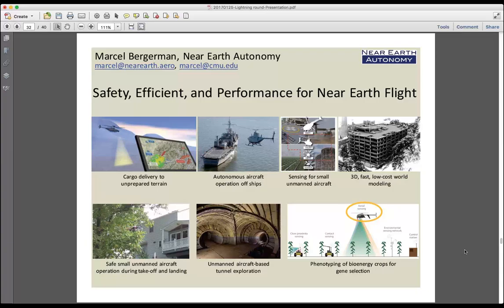So from large-scale big military helicopters carrying cargo to U.S. Marines positioned anywhere in the world, to small aircraft flying indoor and outdoor doing mapping, inspection, or package delivery, we do a little bit of everything in the aerial systems domain. And particularly on the bottom right, you see our agrobotics project that is funded by the Department of Energy to use sorghum as a bioenergy crop. Thank you.